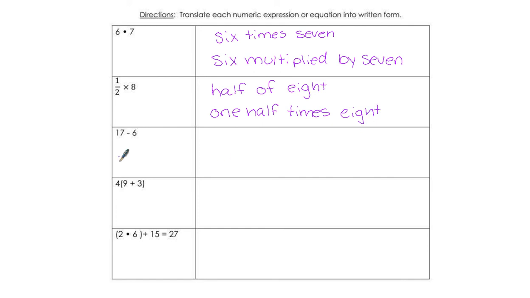Okay, I want you to take a second and pause the video in a moment. I want you to think of 17 minus 6. I want you to write it on your own and check your answer when you're ready. Go ahead and pause. So we have 17 minus 6. So 17 minus 6. Exactly what we said. We could also write 6 less than 17.